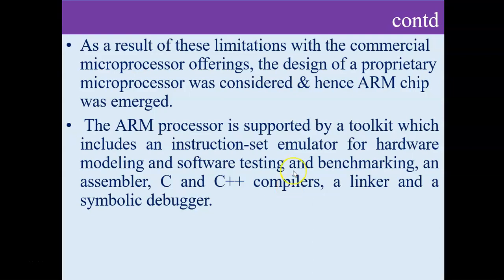The ARM processor is supported by a toolkit which includes an instruction set emulator for hardware modeling and software testing and benchmarking, an assembler, C and C++ compilers, a linker, and a symbolic debugger. All this is a pack or a suite, you can say. So when companies take the license from ARM Holdings, all these things are provided along with this processor. Let us go further to understand some more interesting things.